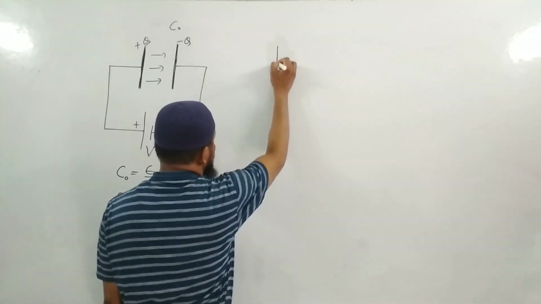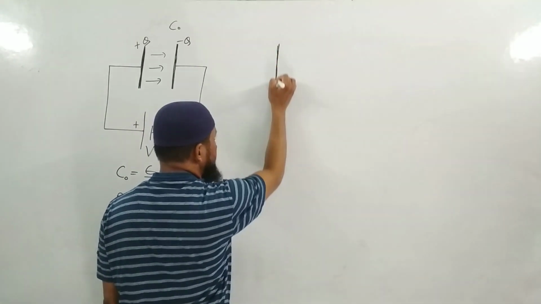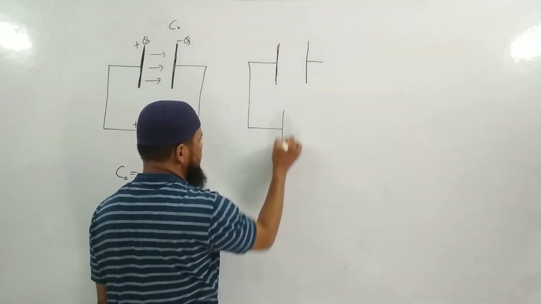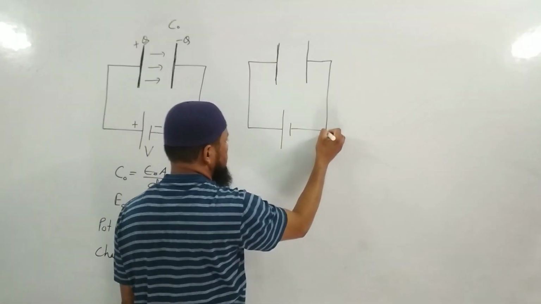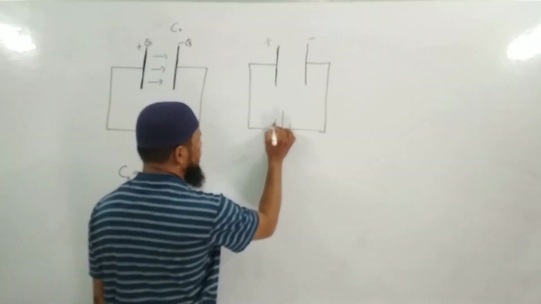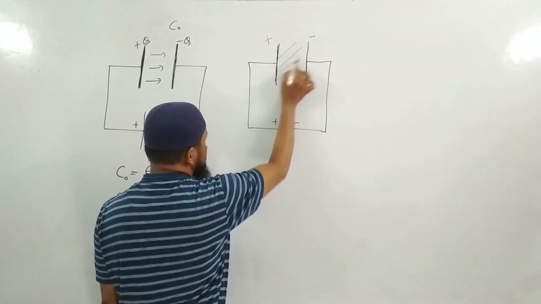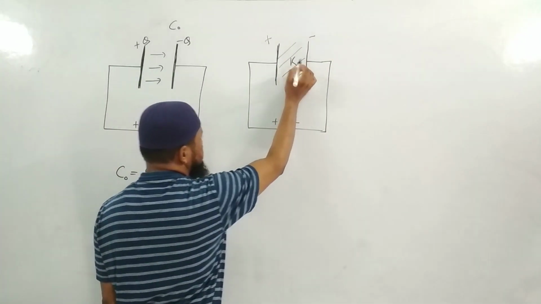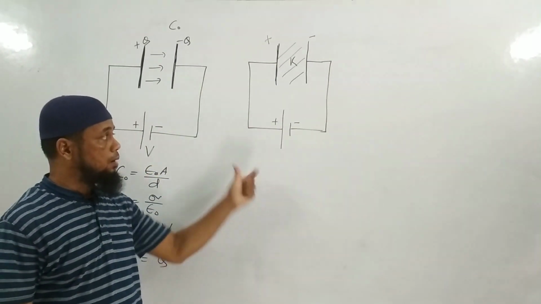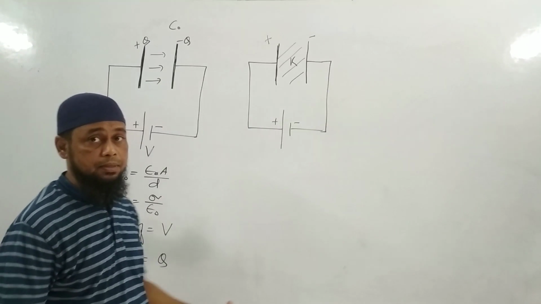Now this same capacitor, still in contact with the battery, plus, minus, but now I have inserted a dielectric medium having dielectric constant K. Now what will happen?